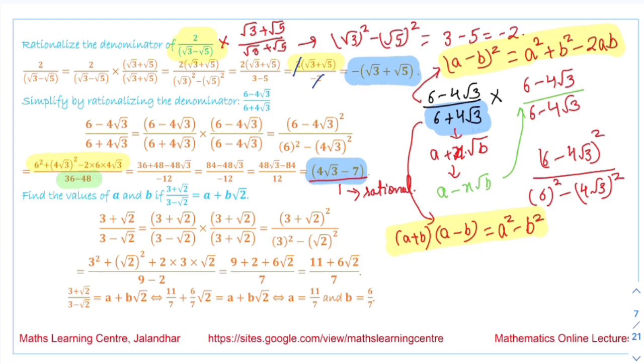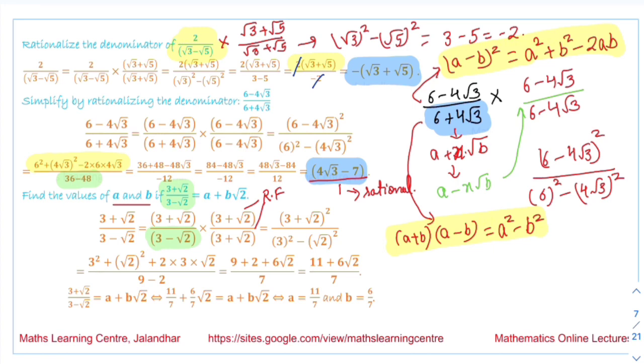Now in the next question, it is: find the values of a and b if the given value, 3 plus square root 2 over 3 minus square root 2, is equal to a plus b square root of 2. So what we are going to do is rationalize this number. To rationalize this number, we look at the denominator over here, 3 minus root 2. These two are the rationalizing factors we are talking about.